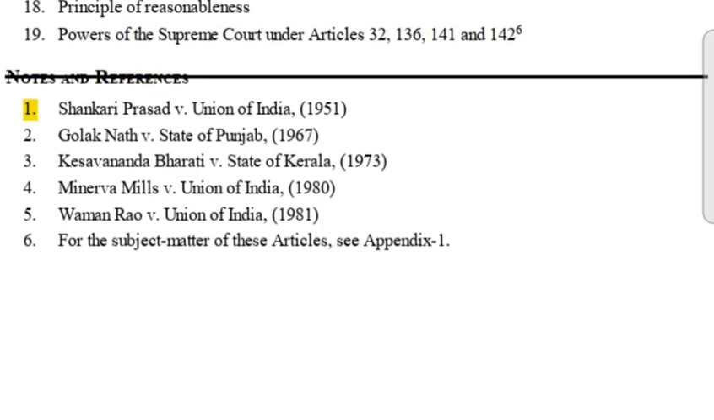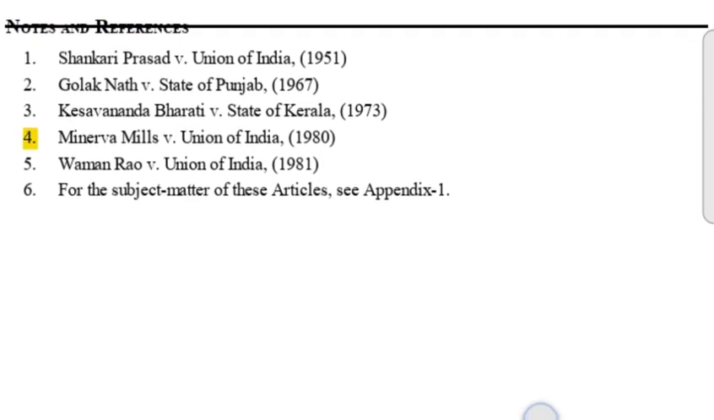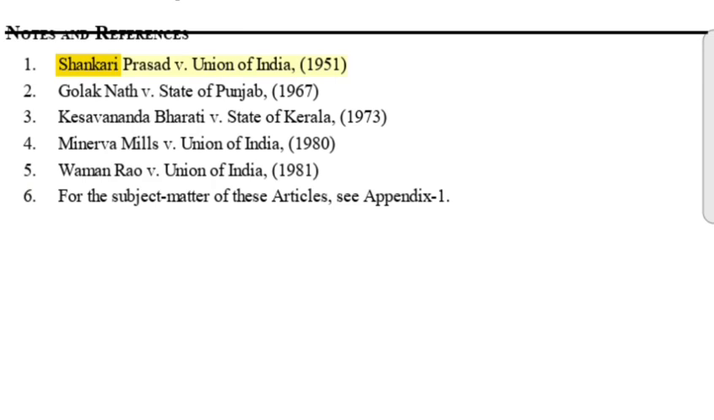Notes and references. 1. Shankari Prasad vs. Union of India, 1951. 2. Golaknath vs. State of Punjab, 1967. 3. Kesavananda Bharati vs. State of Kerala, 1973. 4. Minerva Mills vs. Union of India, 1980. 5. Waman Rao vs. Union of India, 1981. For the subject matter of these articles, see Appendix 1.